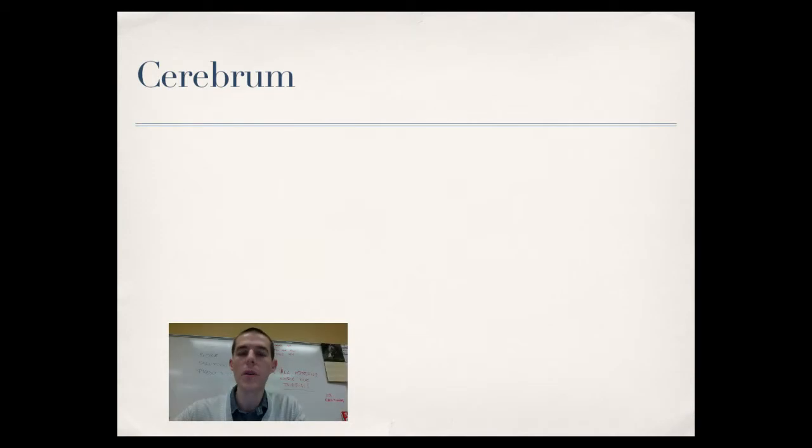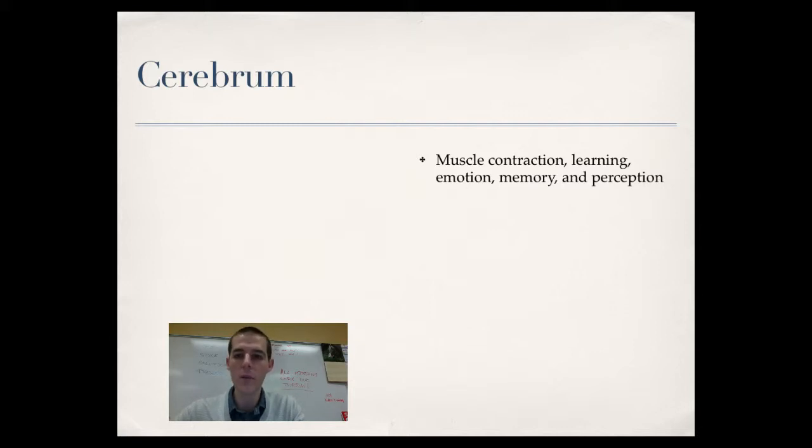As far as the cerebrum is concerned, it's responsible for the following. First of all, it does muscle contraction, learning, emotion, memory, perception. So it controls our muscle movements. It helps us to learn things. It helps us to respond emotionally, form memories, and perceive the world around us. A lot of really complex things that aren't seen in types of animals that have a very reduced cerebrum.